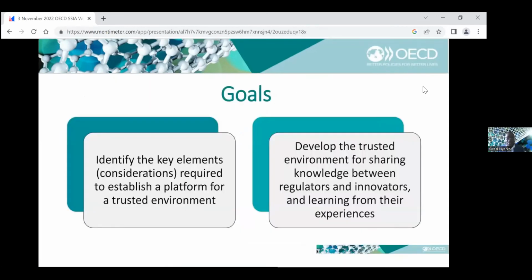Next slide, please. So the goal would be to identify key elements or considerations required for having this trusted environment. As we are all aware, whether you're a regulator or in industry, there is a way in which things are done. Typically, regulators wait for products to be developed and submitted for them to take a look at. So in order to do what we're talking about, which would require more collaboration and more integration, we really need to figure out how we're going to do that. The goal of this trusted environment would be to develop a facility or platform that would allow this exchange of knowledge, and for the development and learning that we have identified to happen. Next slide, please.